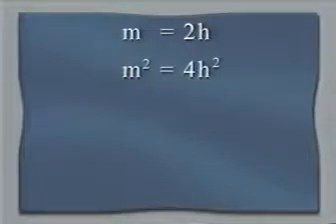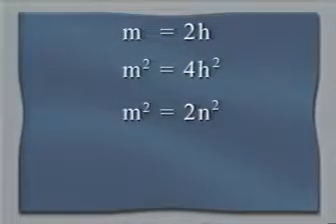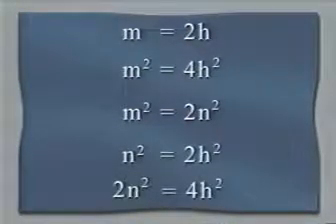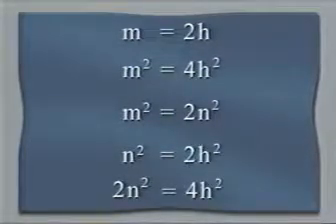So we have m squared equal to 4h squared, and we also have m squared equals 2n squared. And we can replace the m squared and get that 2n squared equals 4h squared. Dividing both sides by 2, n squared must equal 2h squared. This means that n squared is an even number, and therefore n must be an even number too, because you cannot square an odd number and get an even number.